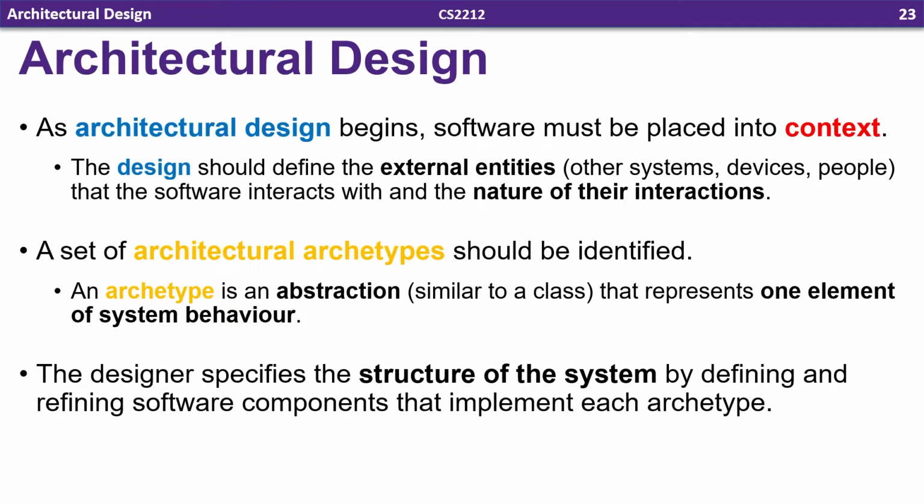Now, moving on to architectural design. As architectural design begins, the first task is to place the software into context. What is meant by this is that the design should define the external entities, such as other systems, devices, people, and other actors that might interact with our system. And we need to define the nature of this interaction. This information generally comes from the requirements model.